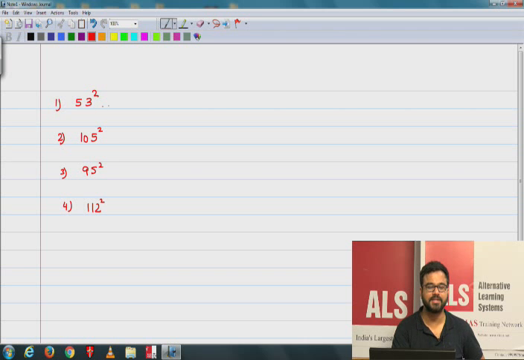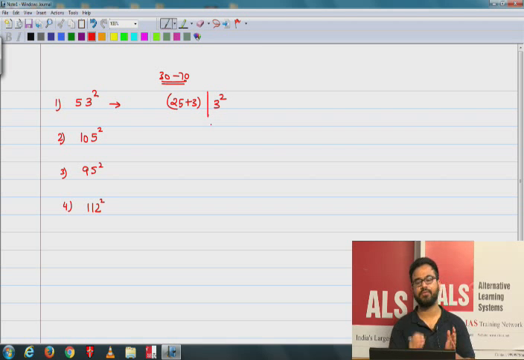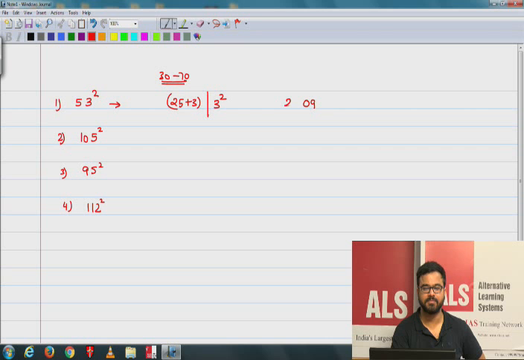So first one, it is 53 square, and you know this number lies in the range of 30 to 70, so we will take the base as 50, and it is greater than 50 by 3. So here we will write 3 square, and on the left hand side we have to add this difference to 25. So now 3 square is 9, but we have to represent this as a 2-digit number, so we will write this as 09, and 25 plus 3 will be 28. So 2809 is the square of 53. How many of you got this correct? Raise your hand.